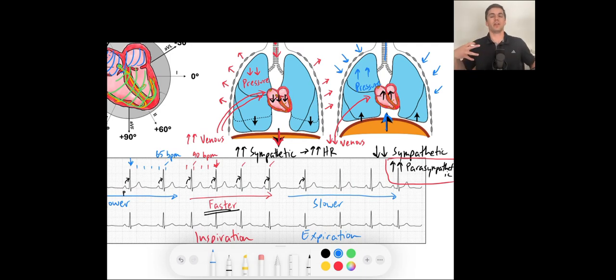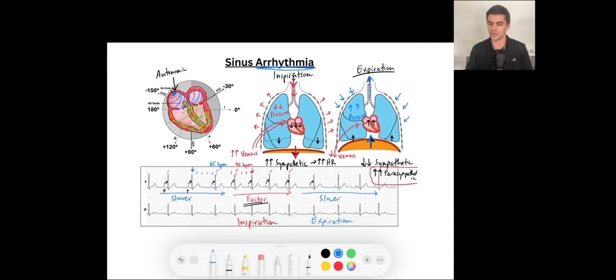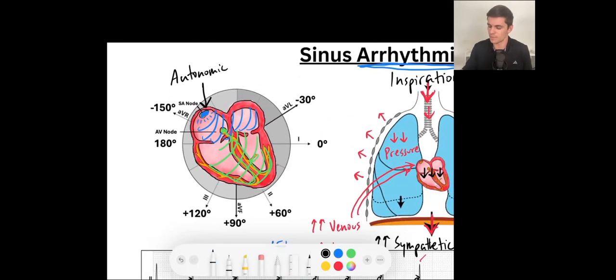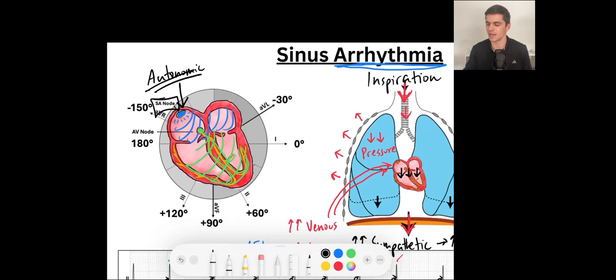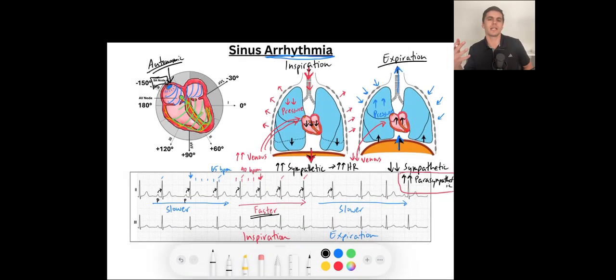So when we breathe in, pressure goes down, blood flow increases because of that pressure gradient, and then our heart rate speeds up. And then when we expire, pressure increases, blood flow returns slows down, and therefore we don't need to pump as fast, so the heart rate slows down. That is all a function of the autonomic nervous system as it innervates that sinus node, and this phenomenon is called sinus arrhythmia.